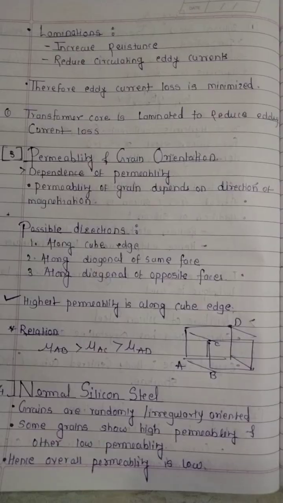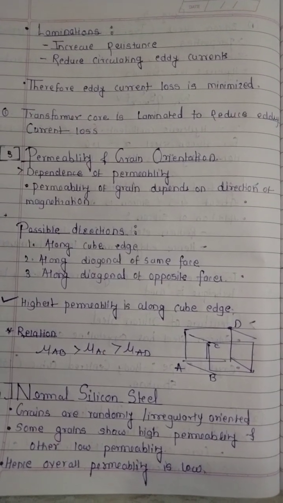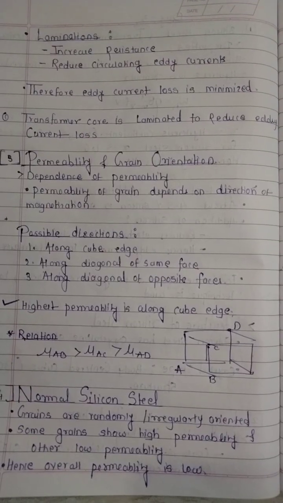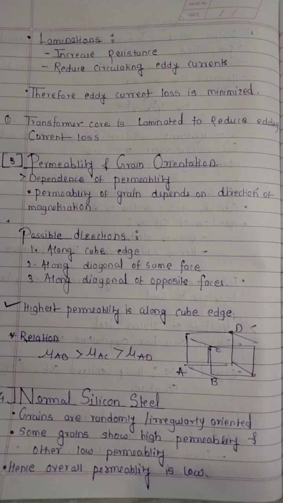So let us see the relation. Mu AB is greater than mu AC is greater than mu AD. So permeability along the cube edges is highest.